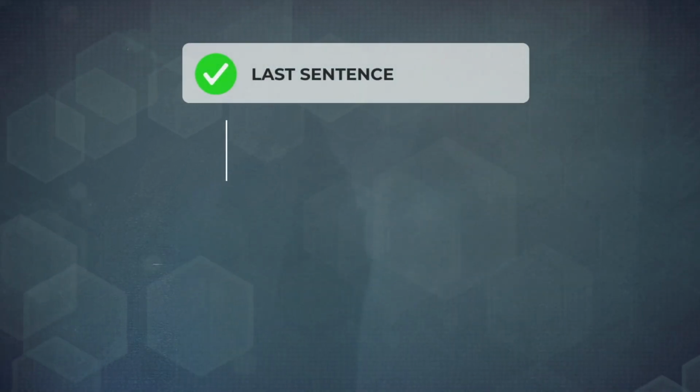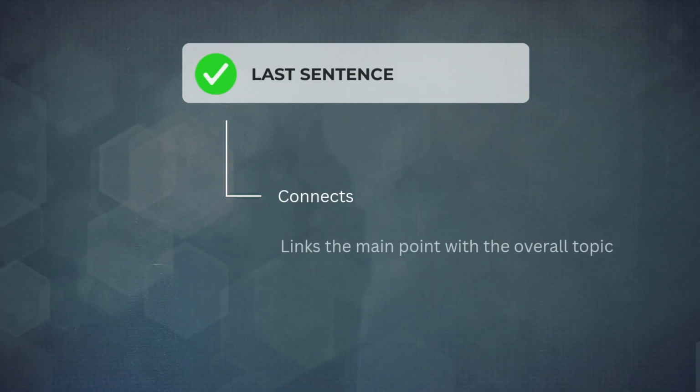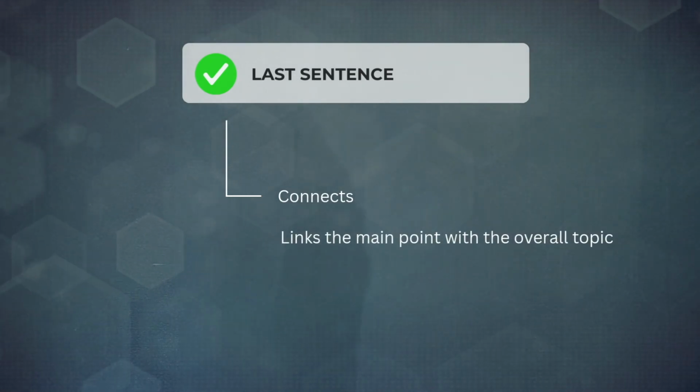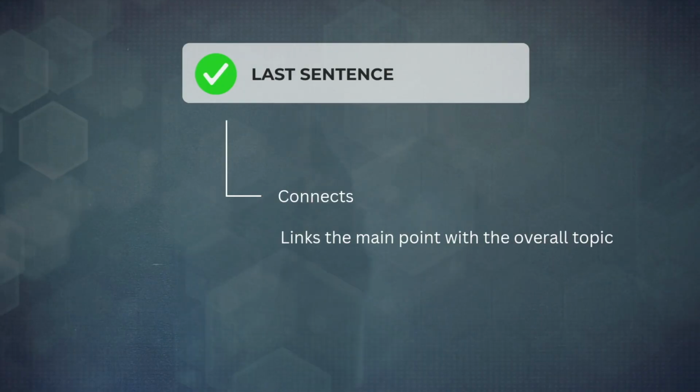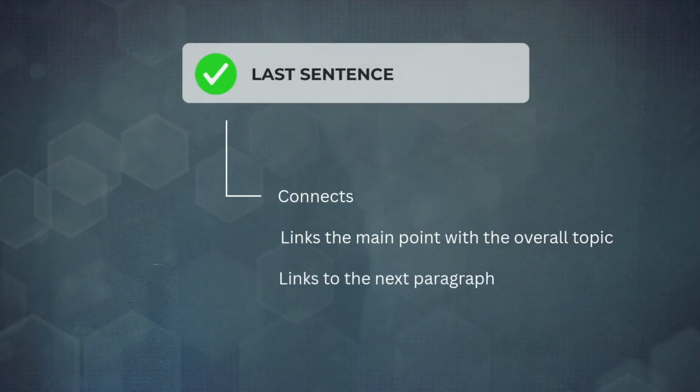The last sentence of our paragraph is all about connection. It's where we link the main point of our paragraph to the broader topic of whatever it is we're writing and to the next paragraph that follows. So it's also the trickier sentence to write.